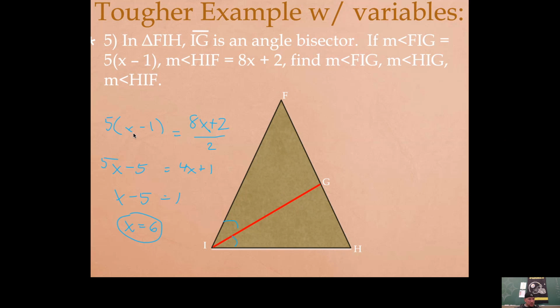Now they ask you to find the measure of angle FIG. That's this guy, right? So if X is 6, 6 minus 1 is 5, 5 times 5. Well, it looks like the same 25 that we had on the last problem. What about the measure of angle HIG? Well, if this one's 25, this one's 25. And then measure of angle HIF, that's the big one. It better be 50 degrees. Here's how I can tell. 8 times 6 is 48, plus 2 is 50. So that big angle right there, 50 degrees.